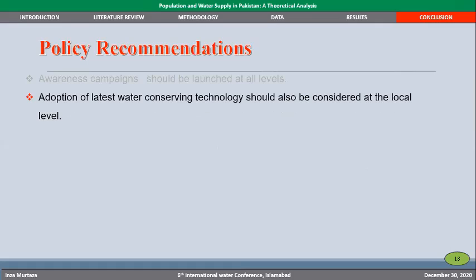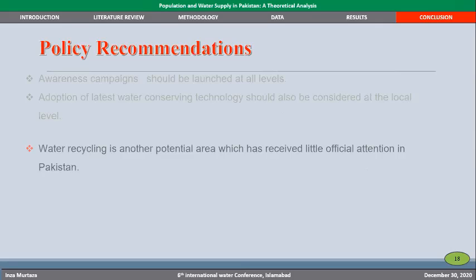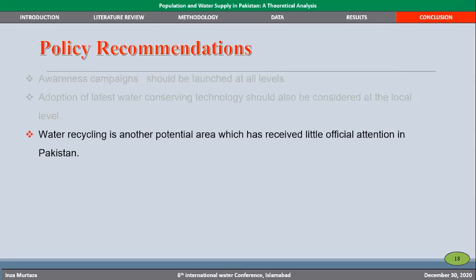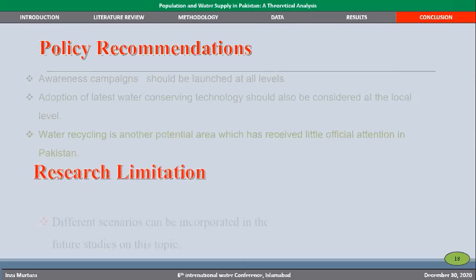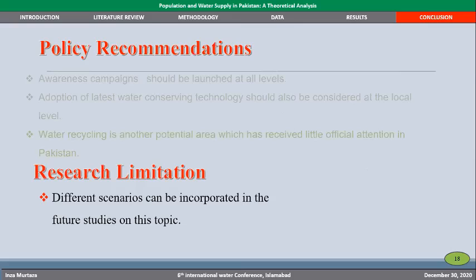Adoption of the latest water conservation technologies should also be considered at the local level. Water recycling is another potential area. Most of the developed countries adopted water recycling and they pushed their economy back from water stress. Now in Pakistan, it has received little official attention and research. Different scenarios can be incorporated in future studies on this topic.